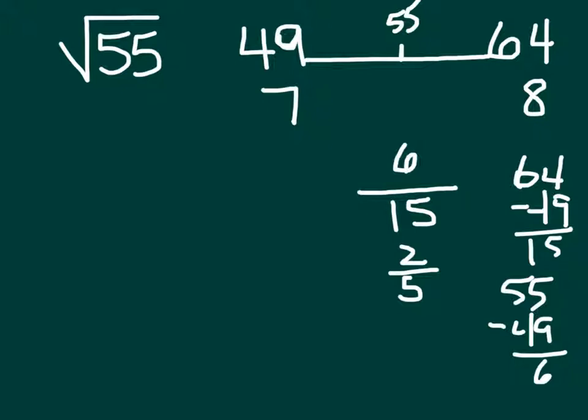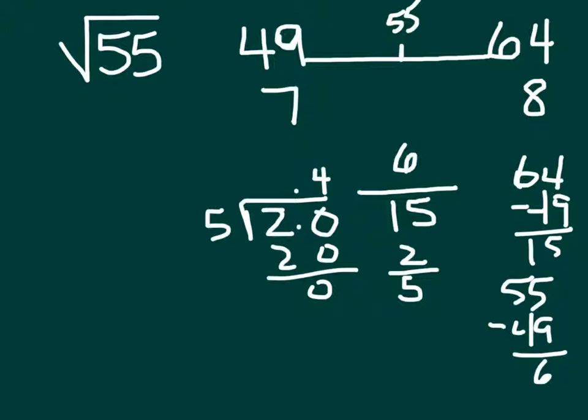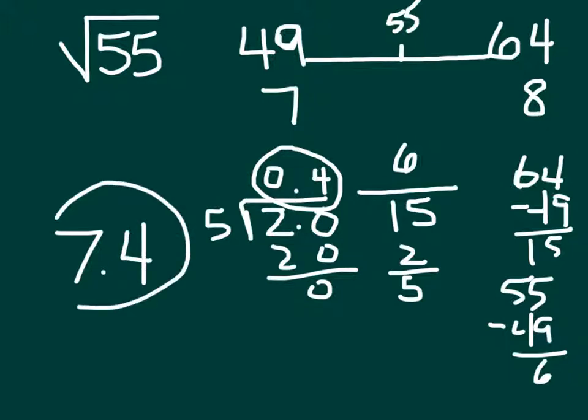And then we convert the 2/5 into a decimal. So we go 2 divided by 5. 5 goes into 24 times with 0 left over. So the answer is 0.4. Now we take that 0.4 and we place it with the 7 here. Okay? Place it with the 7. So the answer will be 7.4. And that is our estimation of the square root of 55.